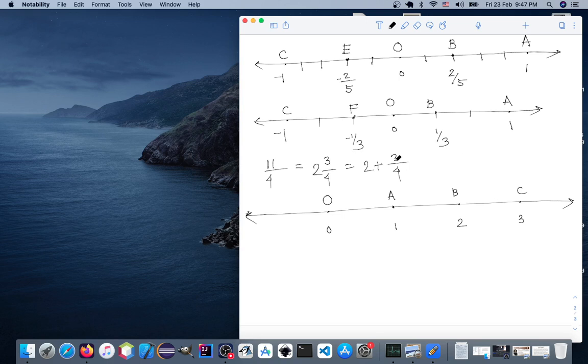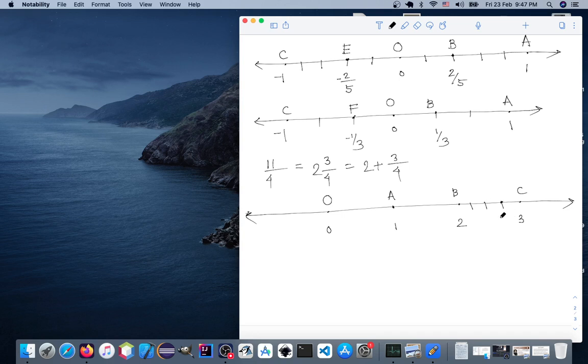So what is 3 by 4? 3 by 4 is if you divide unit distance into 4 equal parts, then 3 such equal parts makes 3 by 4. So if we divide BC, this part, into 4 equal parts, since we have 3 by 4 in the denominator, we divide this into 4 equal parts: 1, 2, 3, 4, and 3 such equal parts: 1, 2, 3.